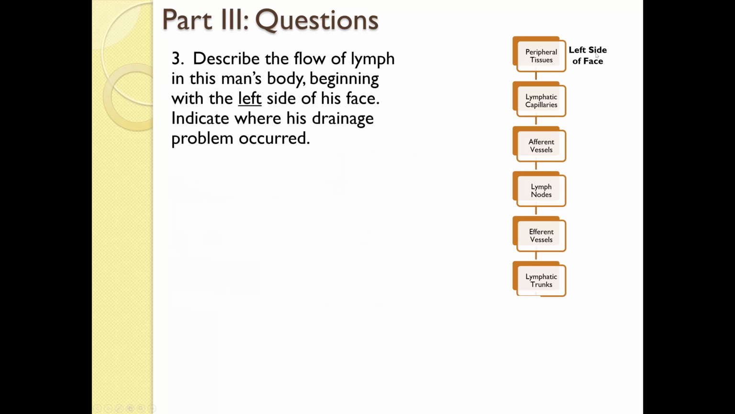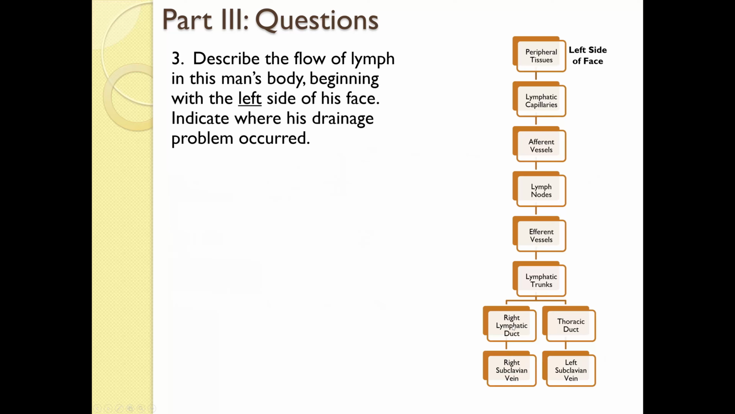And because we're talking about the left side of the body, the lymphatic trunks will drain into the thoracic duct, which will then dump the lymph back into the left subclavian vein. But then I also want to remind you of what happens to lymph from the right side of the body, specifically the upper right side of the body above the diaphragm. That will go into the right lymphatic duct and then into the right subclavian vein.